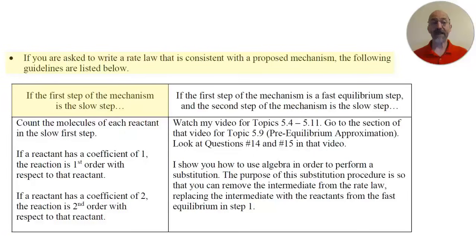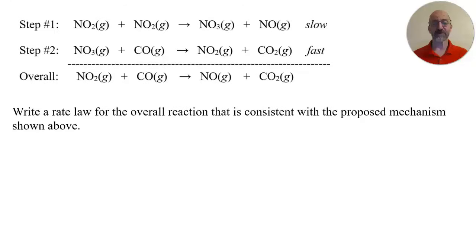If the first step of the mechanism is the slow step, then you focus on the molecularity of the reactants in that slow step. You count the molecules of each reactant in the slow first step, and if a reactant has a coefficient of 1, then the reaction is first order with respect to that reactant. If a reactant has a coefficient of 2, then the reaction is second order with respect to that reactant. So take a look at these examples. Watch what happens if the student makes that mistake that I warned you to avoid.